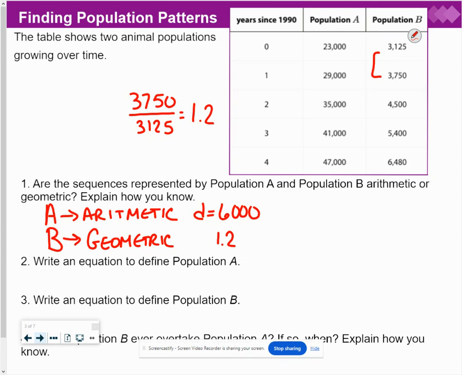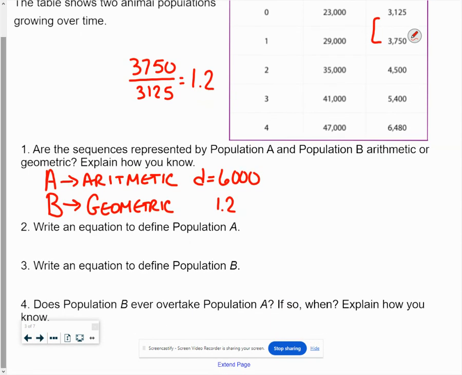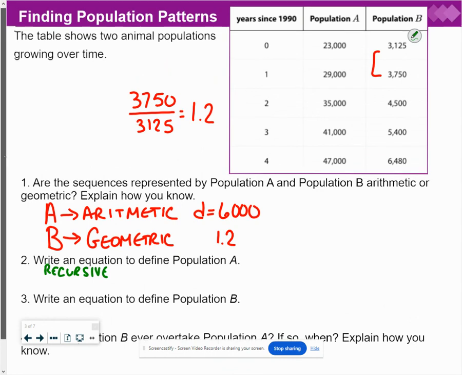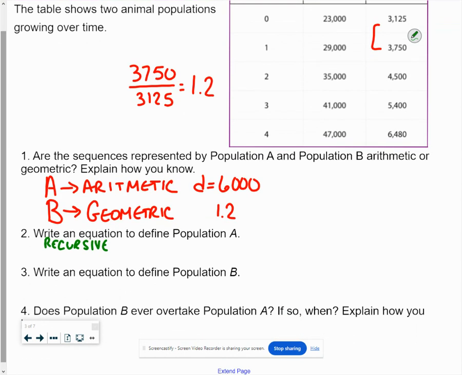Okay, so it says write an equation to define population A and write an equation to define population B are the two things that we're doing right here. I want to be able to write this both ways, recursively and with the nth term. So if we are looking at this for the recursive way of writing this, we're going to have, because we have year zero, years since 1990, so that would be at the starting amount, we're going to use our year zero in there. It's going to help us out with this.